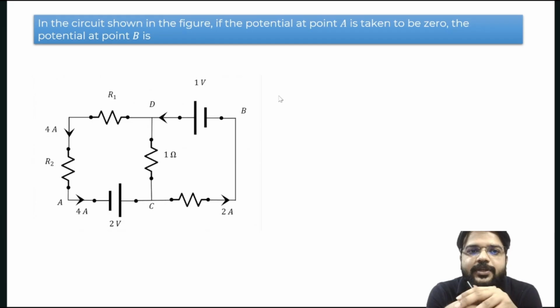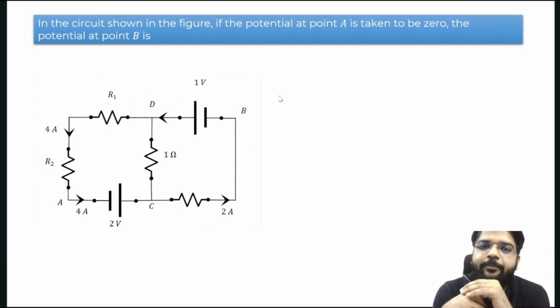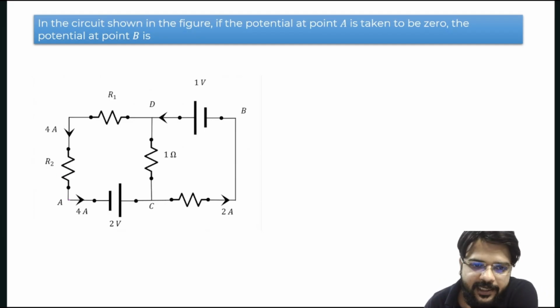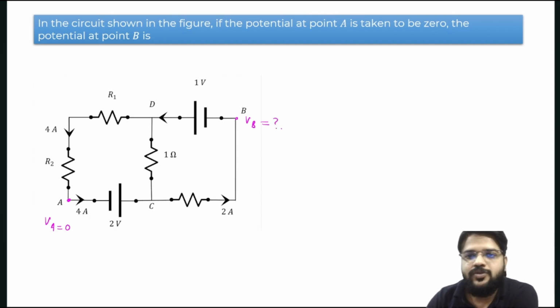So in the next question, what is happening here in the circuit shown in the figure? If the potential at the point A is taken to be 0, we want the potential at point B. So potential at A point we are considering 0, correct? And at B point we want the potential in this question. So again here use KCL and KVL and simplify this question, correct?